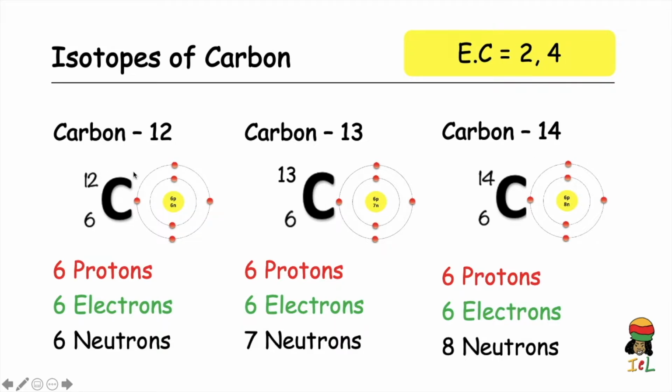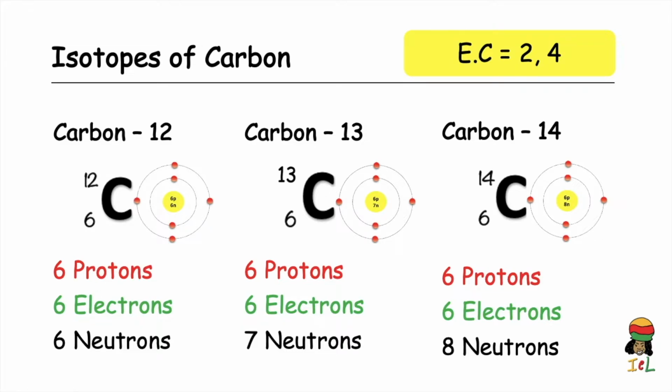Carbon-12 is the most abundant of the naturally occurring carbon isotopes. It has a relative abundance of 98.9%, while carbon-13 has a relative abundance of 1.1%, and carbon-14 exists in minuscule amounts, very small amounts. Take note that the mass numbers of the isotopes are different, but the atomic numbers are the same. Since all the isotopes of carbon have an atomic number of 6, this means that they have 6 protons each in their nucleus, because the atomic number is the number of protons.